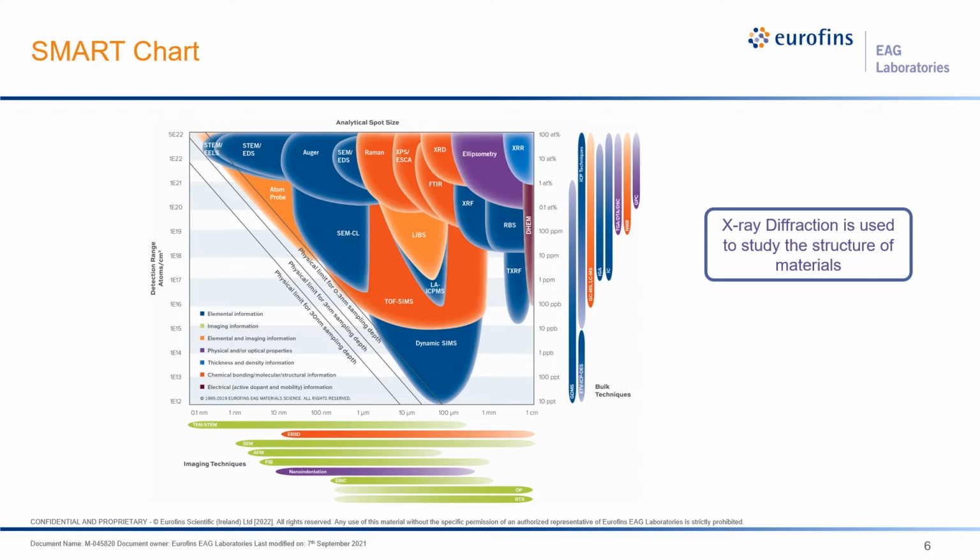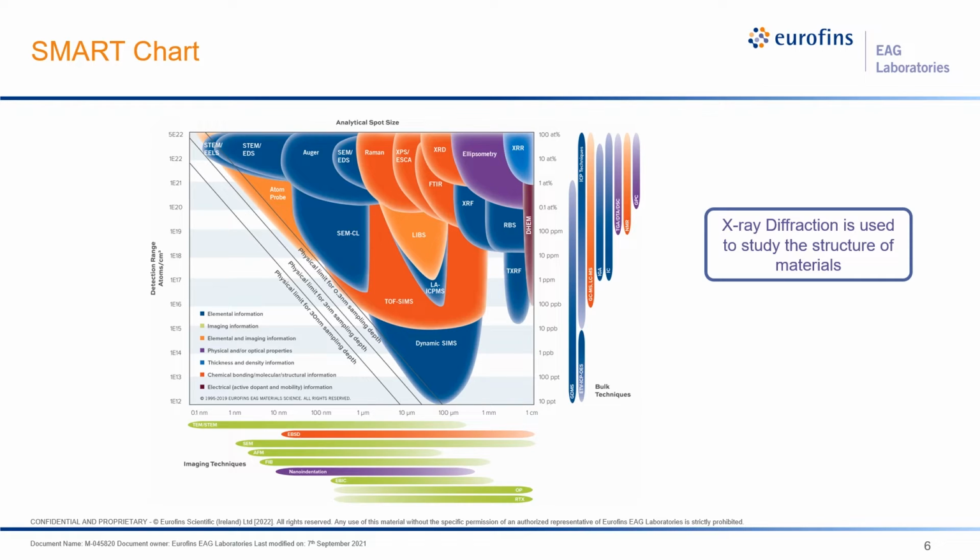Here we have our smart chart. This is what we call our spectroscopy and microscopy analysis resolution tool, or smart chart. Each of the bubbles represents a different analysis technique. On the y-axis is detection range, going from macro to parts per million, and the x-axis is analytical spot size, going from macroscopic to sub-nanometer.